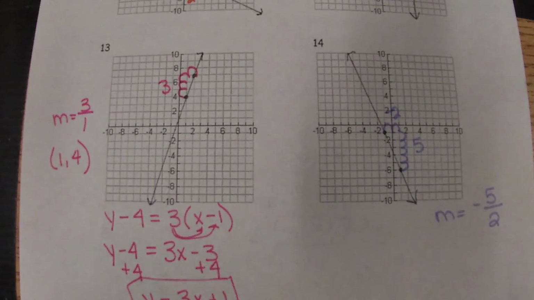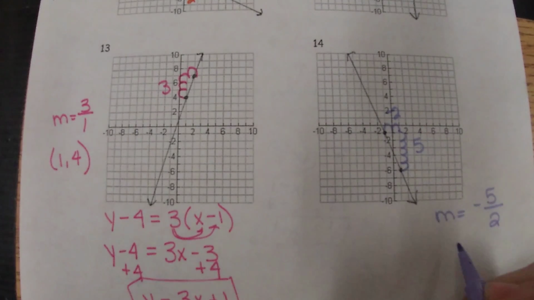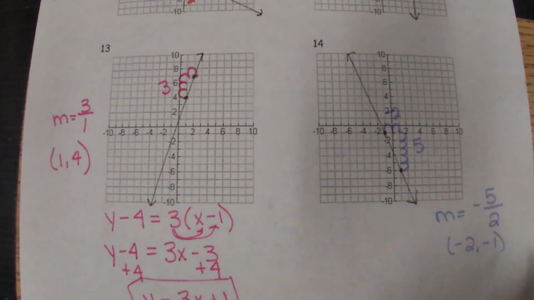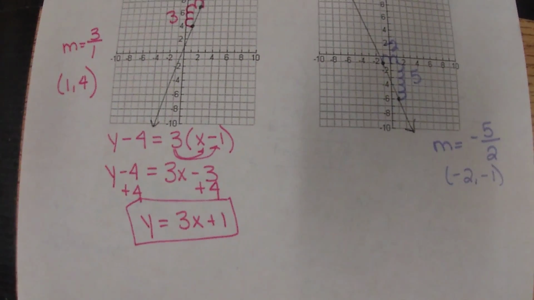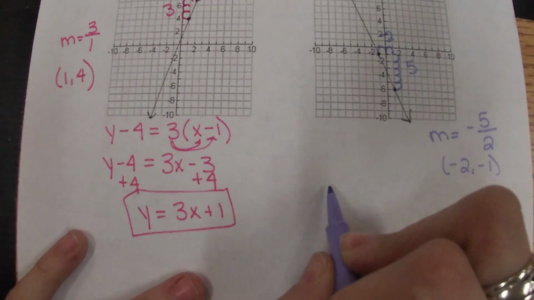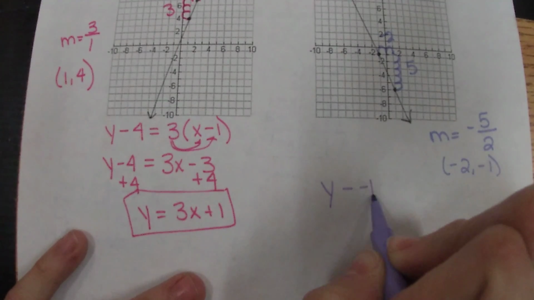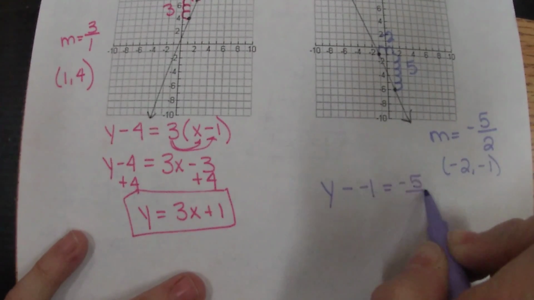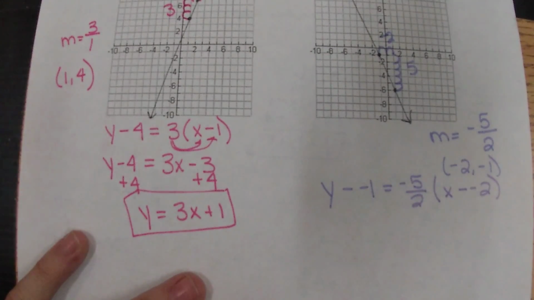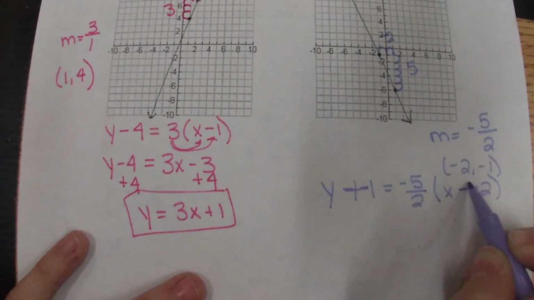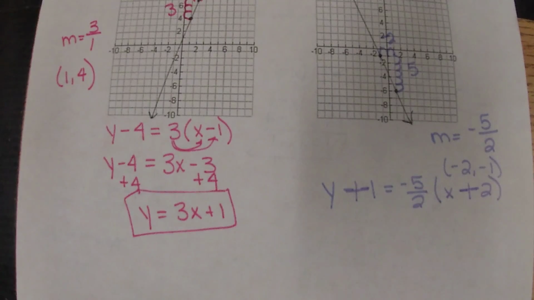And then I need to name a point. So maybe I'll name the point negative 2, negative 1. Make sure you are naming the point correctly. Often my students will miss this because they don't name the point correctly. So if we plug this in, y minus negative 1 equals negative 5/2 times x minus negative 2. Those will turn into positives.